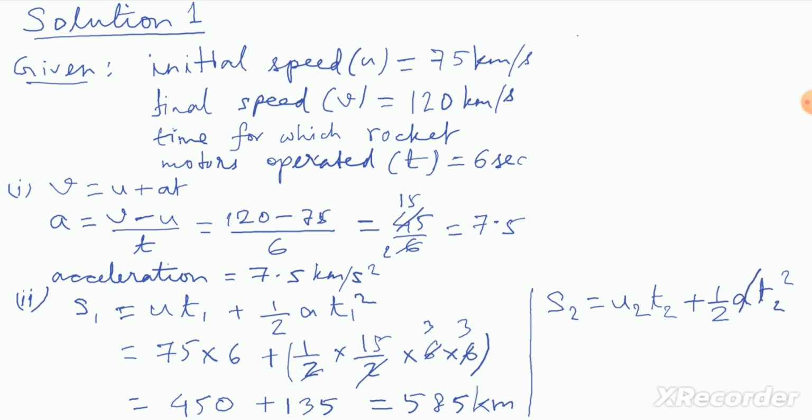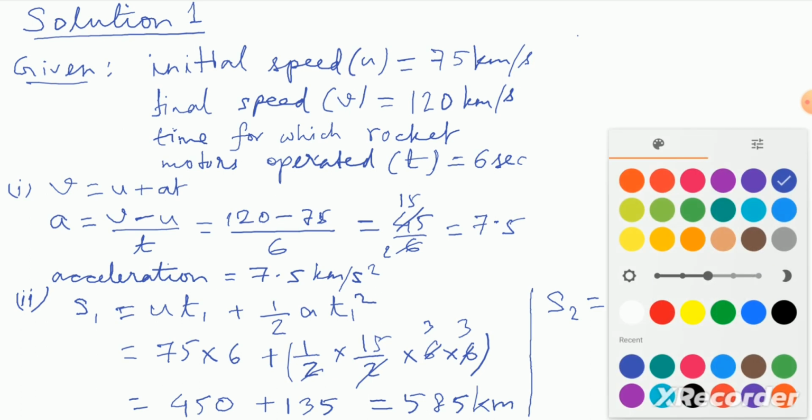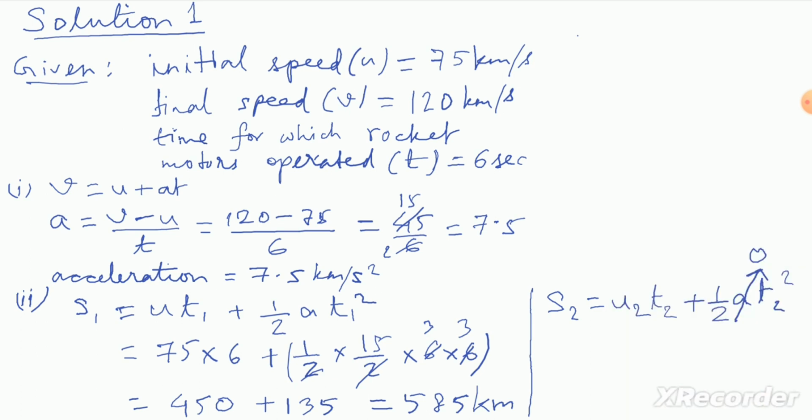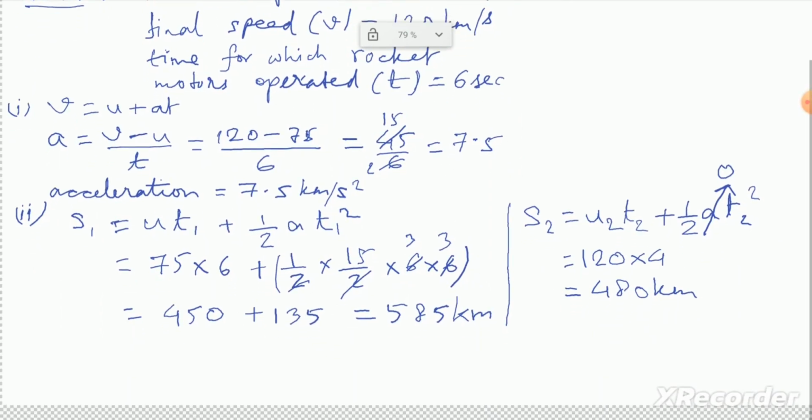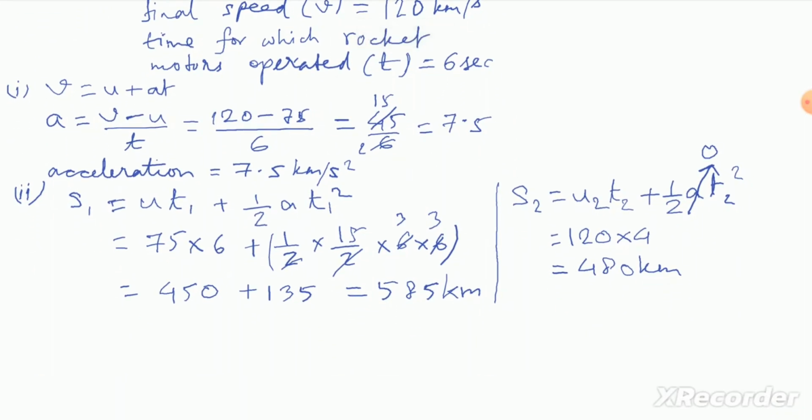Now this turns out to be 0, because in the next 4 seconds the acceleration was 0, hence the expression turns out to be u2 into t2. U2 is actually 120 km per second, because after the 6 seconds the rocket acquired a velocity of 120 km per second, multiplied by the time 4, this turns out to be 480 kilometer.